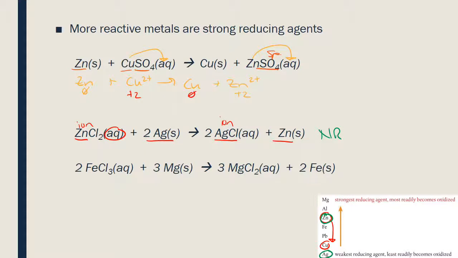Here we have iron as our ion, and we want to see if magnesium has the capability of becoming the ion, forcing the reduction of iron. Going back to our table, we have magnesium at the top, iron below it. Magnesium, therefore, has the capability to force reduction on iron because it's higher up in the reactivity series. And that's how you read that.